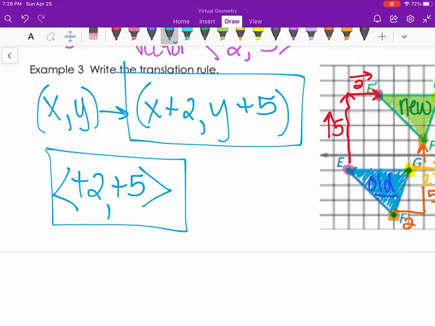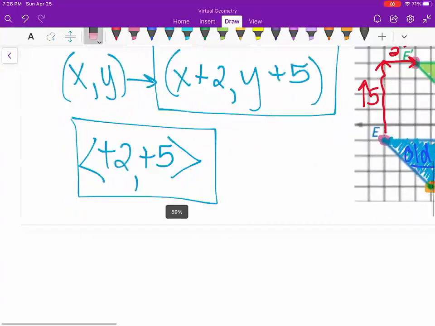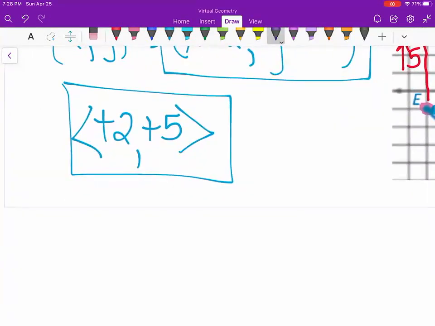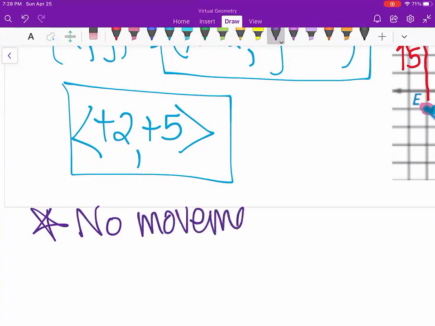All right, guys, I hope you enjoyed learning a little bit about translations. There's one last thing that I want to remind everybody about, because you will see this possibly come up, and that is what happens if there is no movement at all. So no movement. Again, let's say you don't move up or down, you don't go left or right, one of those possibilities, then that coordinate will not be affected.